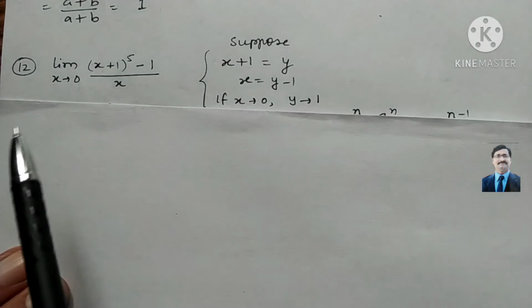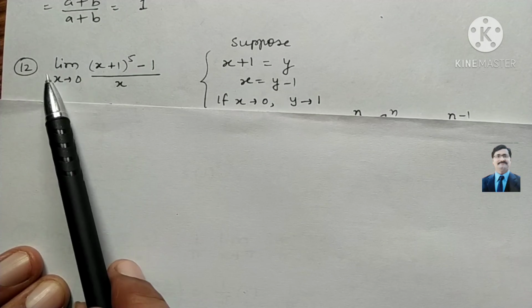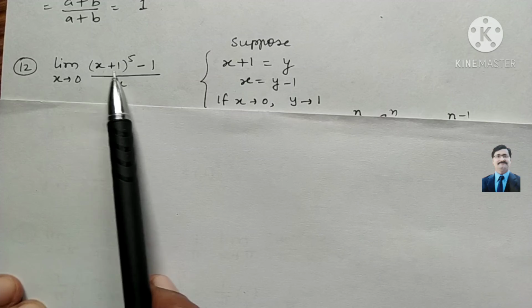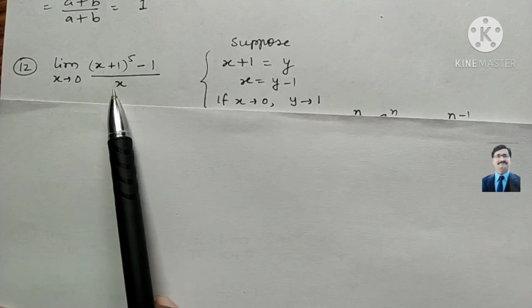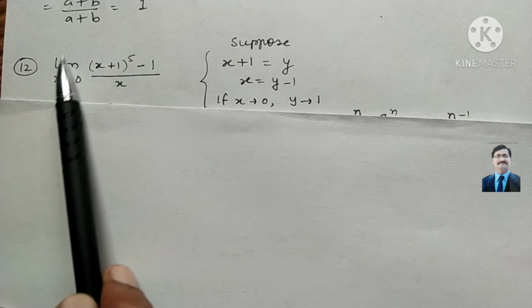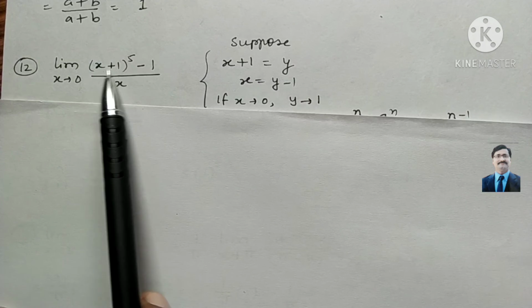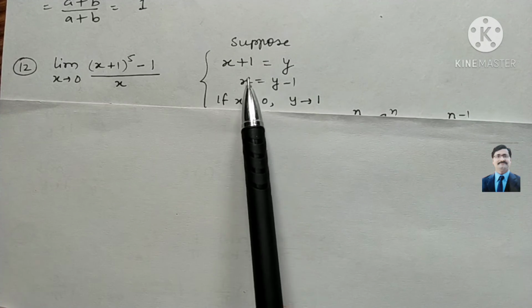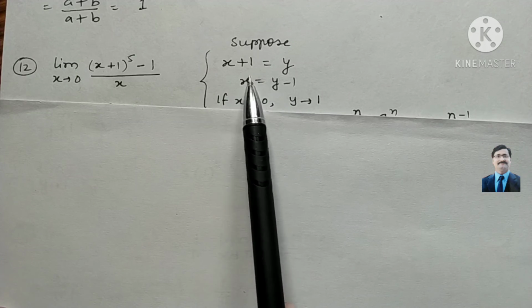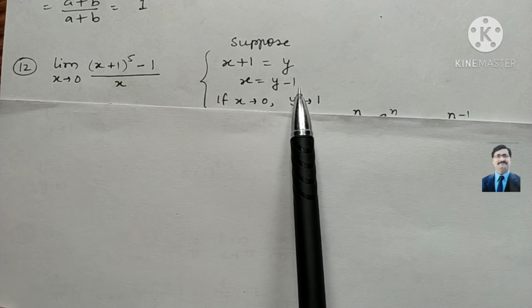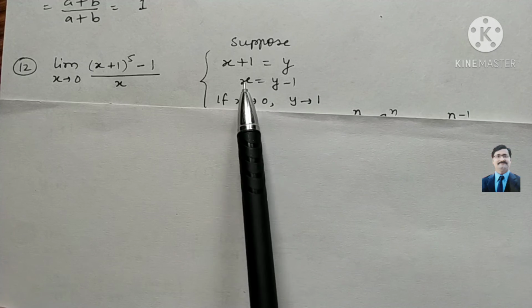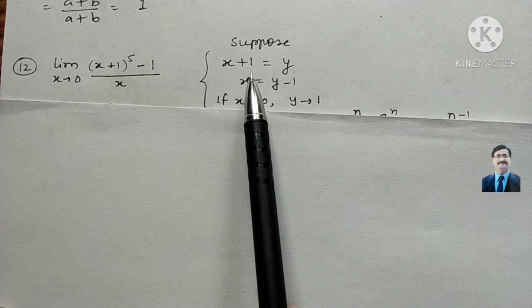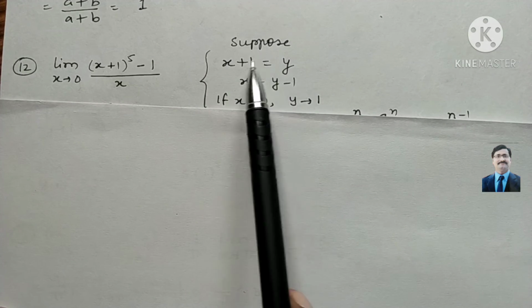Look here, sometimes we have this type of question: limit x tends to 0, (x plus 1) power 5 minus 1 upon x. If we see this question, we cannot understand anything. So the complicated part here is x plus 1, and we will suppose this x plus 1 is y. So what do we get for x? Because we have x in the denominator, x is y minus 1. Now we can check: if x tends to 0, then y will be equal to 1.